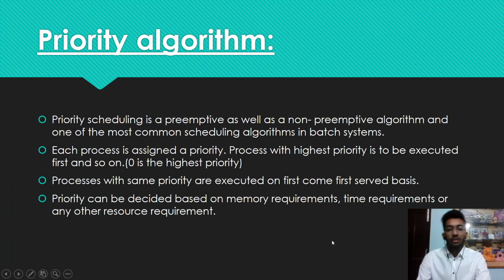The next algorithm that we are going to see is the priority algorithm. In this, each process is assigned a priority and they are executed based on their priority. The highest priority being 0 and then similarly 1, 2, 3, 4, 5, 6. If 2 processes have the same priority, they are executed on the basis of first come first served. So let's see an example of the priority algorithm.